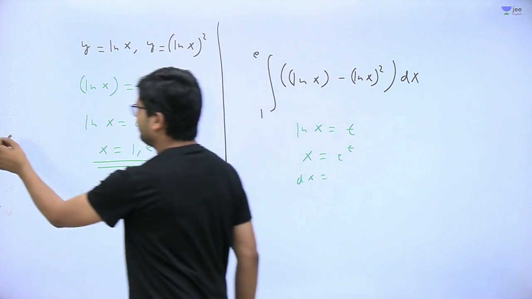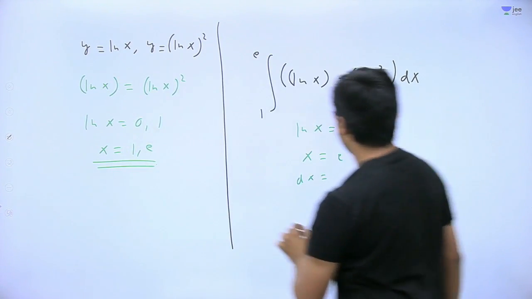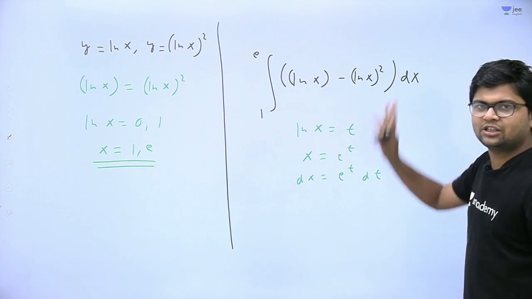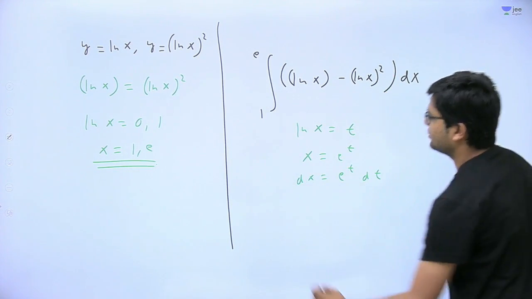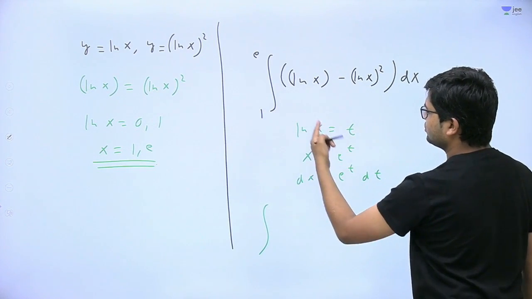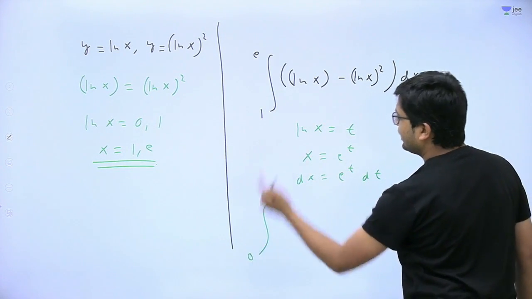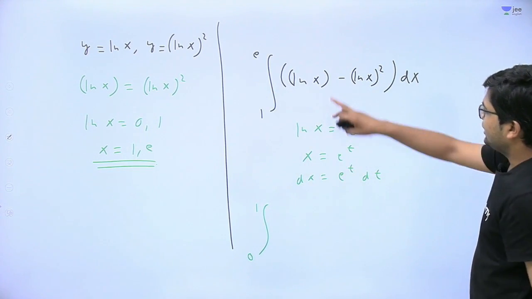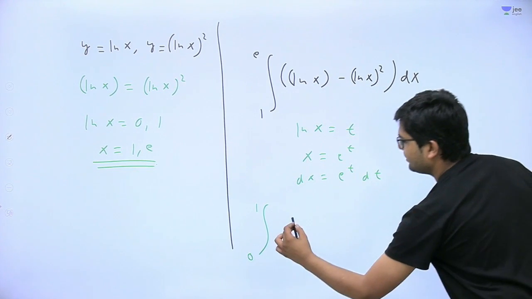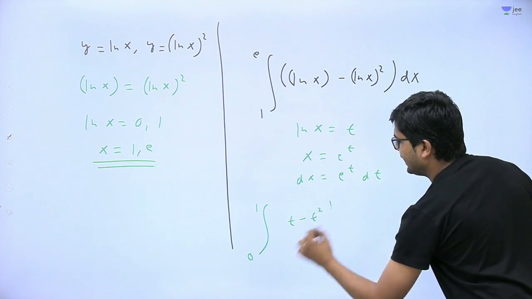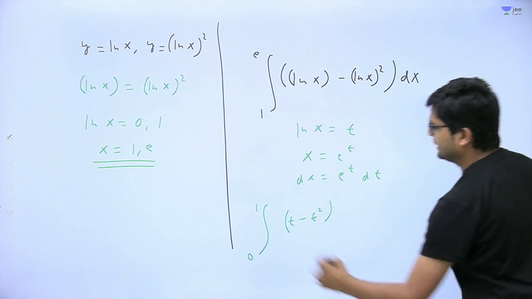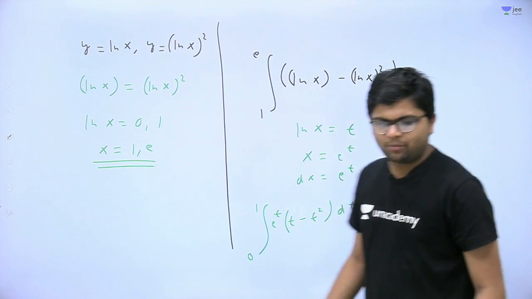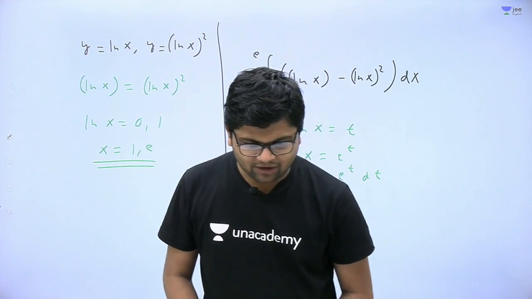Now this integral can be solved. Now I am applying this substitution in the integral to get the answer. If x goes to 1, t goes to 0, and if x goes to e, ln e, t goes to 1. Got my point? It will become t minus t square, and dx will become e to the power t dt. I hope everybody must have understood it.